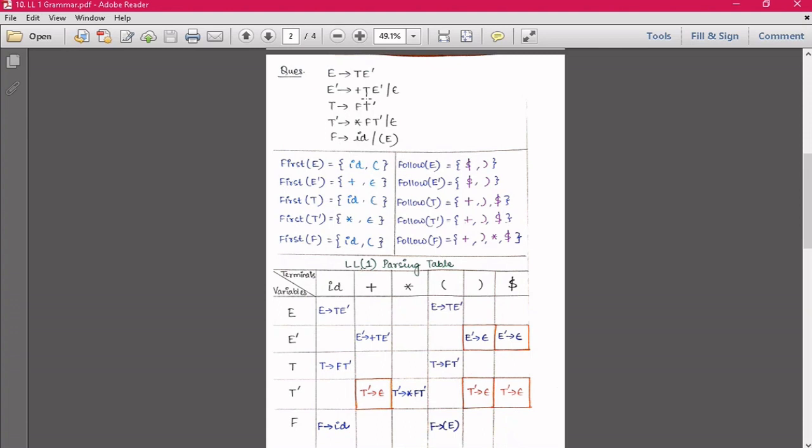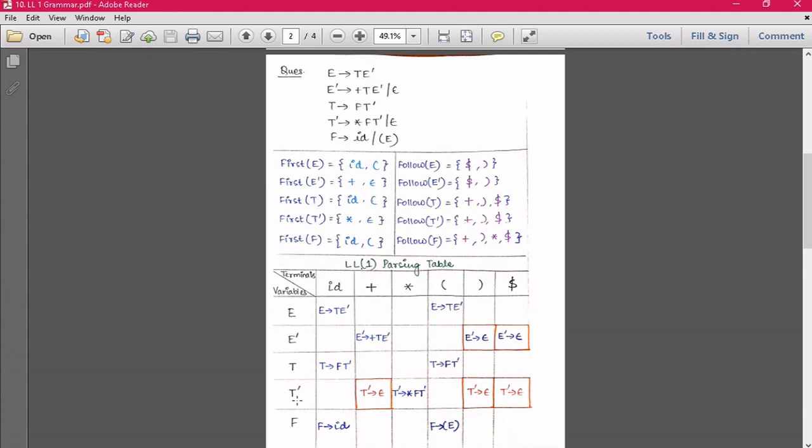So again, at the place of ID and starting bracket, these are the two cells where you have mapped this production. T produces FT dash, and T here also produces FT dash. Now we have T dash produces star FT dash. So T dash is producing star FT dash.